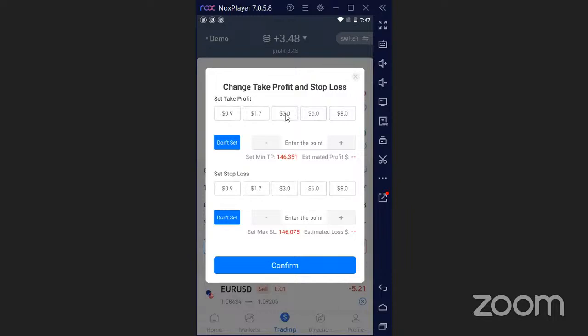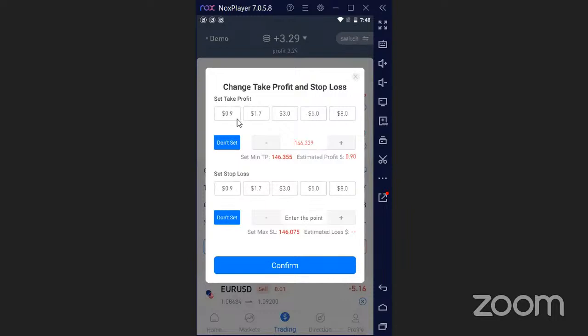So we have $3 here, we have the $5, we have the $8. You can choose any one you want, depending on how fast you want to make your money. Or you can just enter it manually the same way we did on our last order. You just enter the numbers you wrote out from your chart earlier.